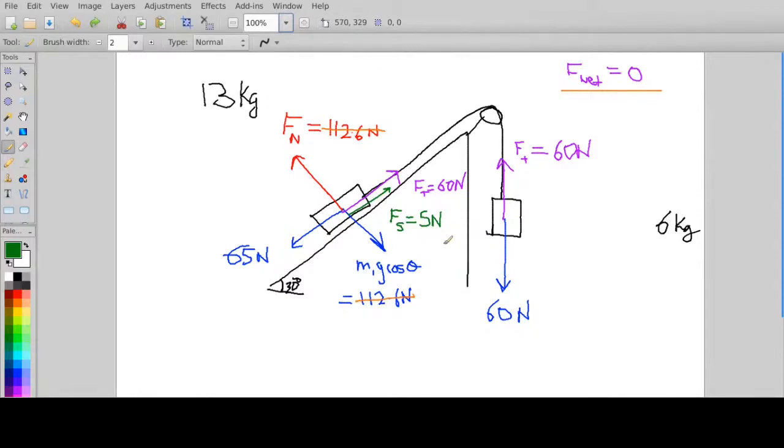And once again, being a static friction problem, we have the values for all the components of the forces. So we've got 60 here, 60 here, and then for this one, we've got all the perpendicular values and all the parallel values and so on. And so we're good to now calculate the coefficient of static friction.